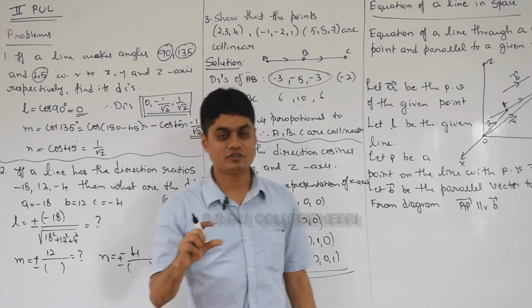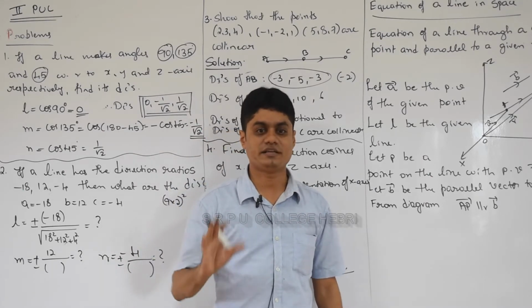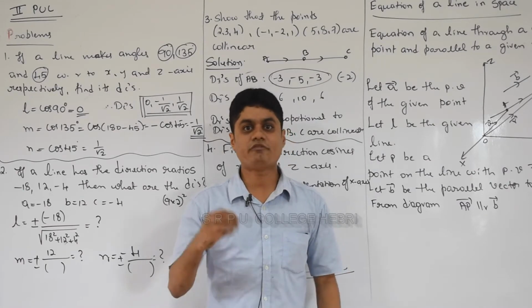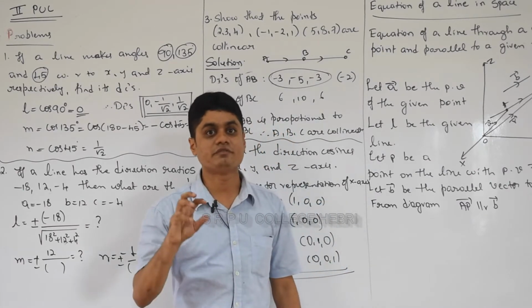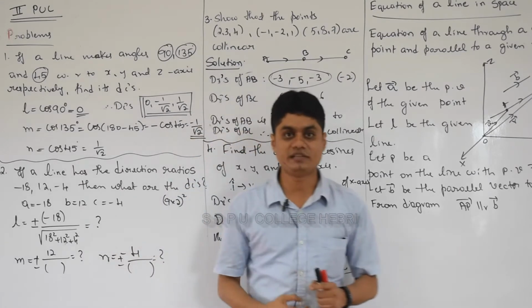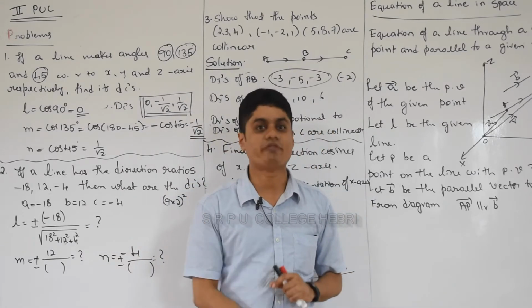Under the first concept of 3D geometry, direction cosines, direction ratios. See, last time we learned straight line, remember? Before equations of straight line came, we learned about the slope of the line. So once we understood the slope of the line, we started to use the slope of the line to get the equation of the line, right?